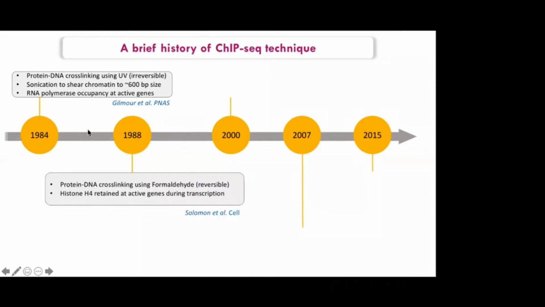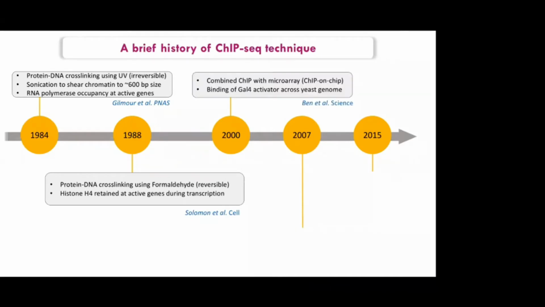And 4 years later, formaldehyde was introduced for protein-DNA cross-linking, and this is a reversible cross-linker. Nothing much happened for the next 10, 12 years, except that real-time qPCR was introduced in 1993. Before that, for the visualization of the enriched DNA sequence, people used to do Southern blotting and play around with radioactive probes, but real-time qPCR made life much easier. And it's also more precise.